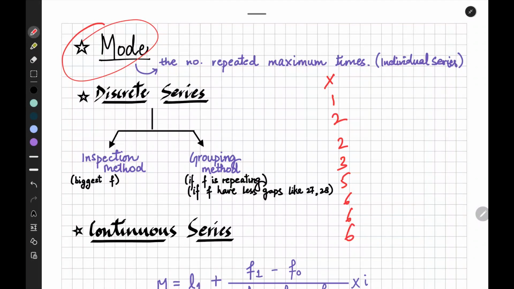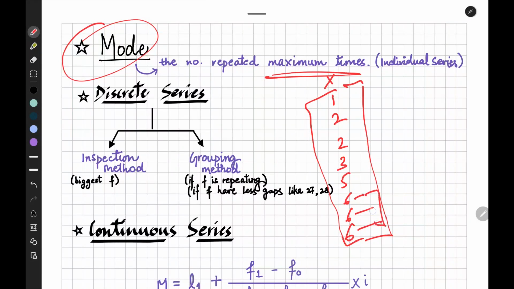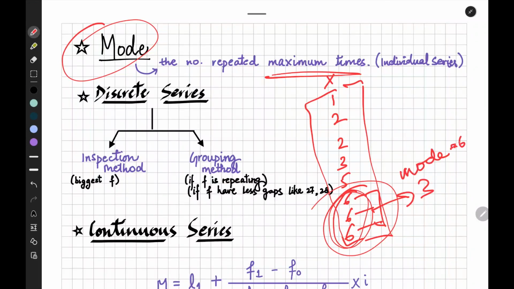Actually, let's take 6 here. So, yeah, the number which is repeated the maximum times. Here we can see that 6 is repeated 3 times. And also it is the largest frequency, or you can say the greatest frequency in this series. So 6 is our mode. This was for the individual series.